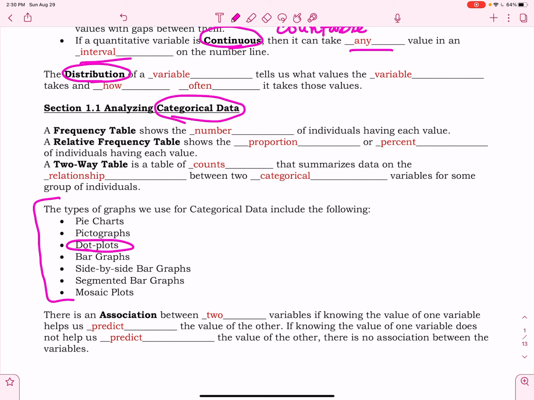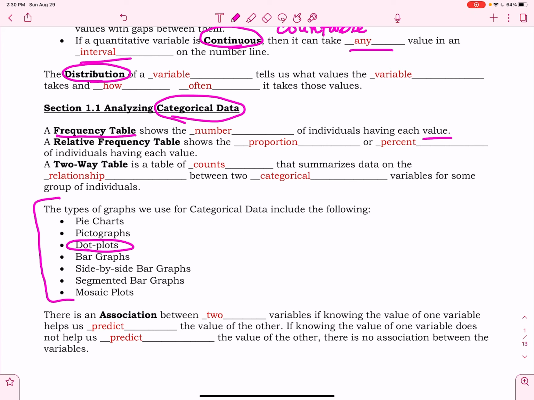So the first thing I want to talk about is this idea of a frequency table. A frequency table just shows you how many individuals you have measuring in a certain variable for each value. So that's easy peasy. That's just a count. How many of you like the color blue? This many. How many of you like the color purple?